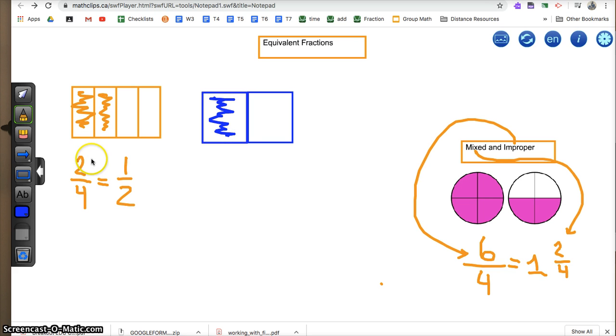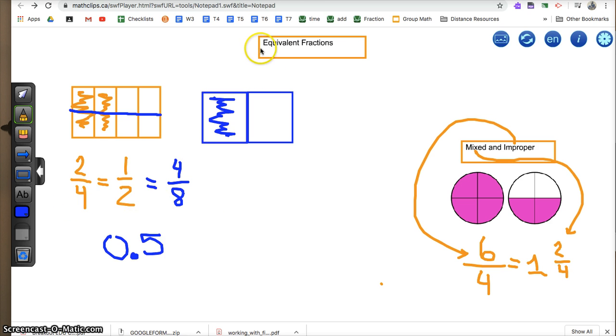We have 2/4. What if we divide this line down the middle? What's our denominator now? How many equal pieces? 1, 2, 3, 4, 5, 6, 7, 8. 8 equal pieces. There's 1, 2, 3, 4 shaded in. So 4/8 is the same as 1/2, as the same as 2/4. They all have the same value. They all have a value of a half, but in different size pieces.